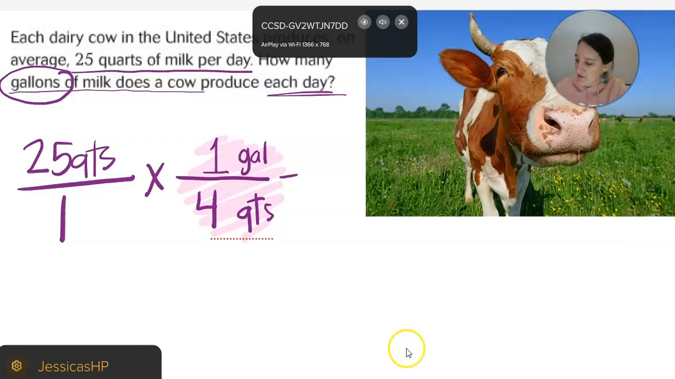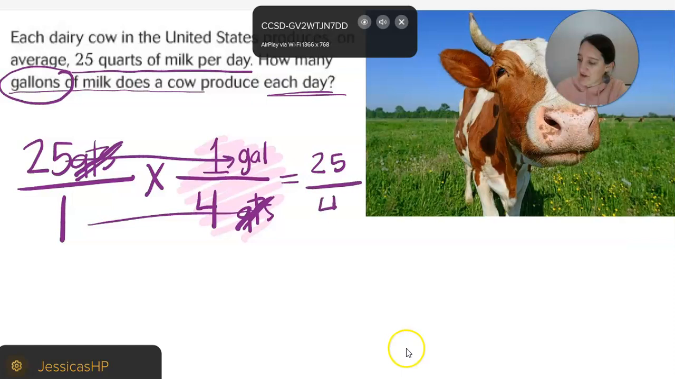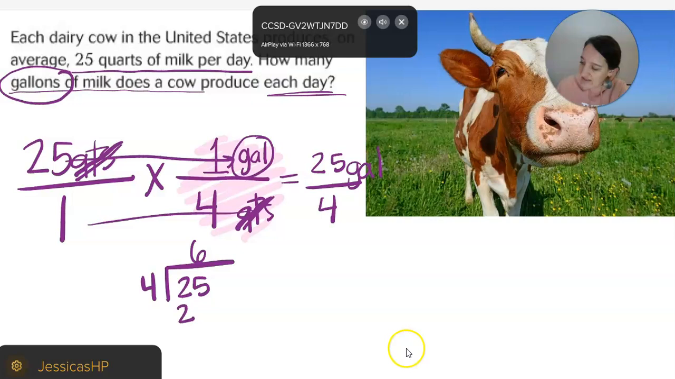Okay, so what we can do now before we multiply is we can simplify. Now we both have quarts there, so we're going to divide both. We're going to cancel those out. And then we're going to multiply straight across, and we're going to get 25 over 4, and we have gallons. So 25/4 gallons. We're not going to leave it as 25/4 gallons. We are going to go like this, and we're going to end up with 6 1/4 gallons.